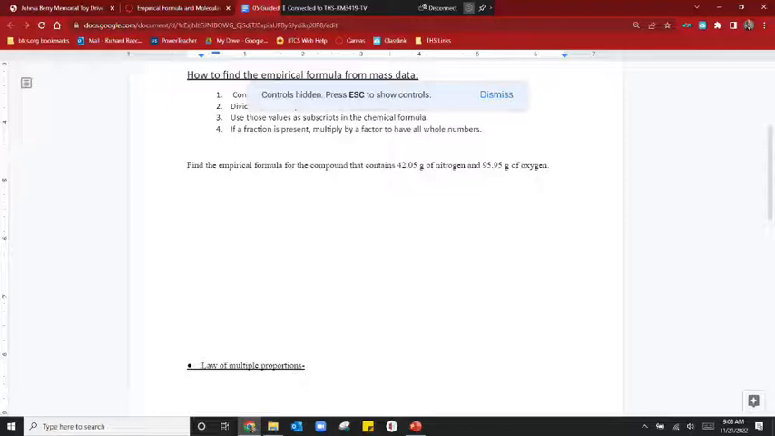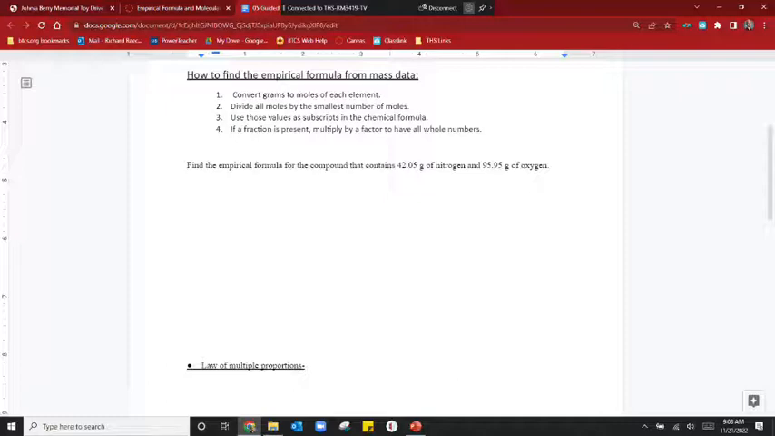Okay, so if we need to come up with an empirical formula based on mass data, this is related to what you did in the lab last week, where you had a mass of zinc and you converted it to moles. You had a mass of chlorine and you converted it to moles. And then you took those moles, and you remember you found the whole number ratio, and you used that whole number ratio to find your chemical formula.